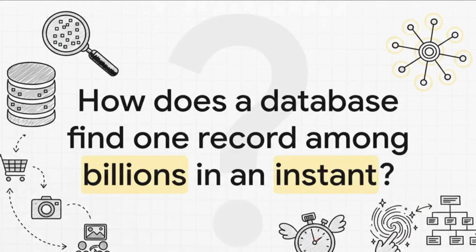I mean, just think about it for a second. Every single time you search for something online, a product, a photo, a person, you're kicking off one of these search processes. So how in the world does a system with billions of records find exactly what you're looking for in a fraction of a second? It honestly feels like magic, right? But it's not magic, it's just a masterpiece of algorithmic design.